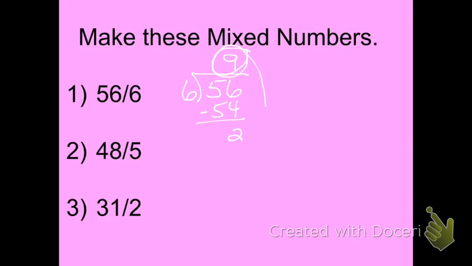This is our whole number. This is the top of the fraction. This is the bottom. So we have 9 and 2/6. But we still have something else we have to do. What is that? We have to simplify it. So 2/6 will become 1/3. 9 and 1/3. Very good.